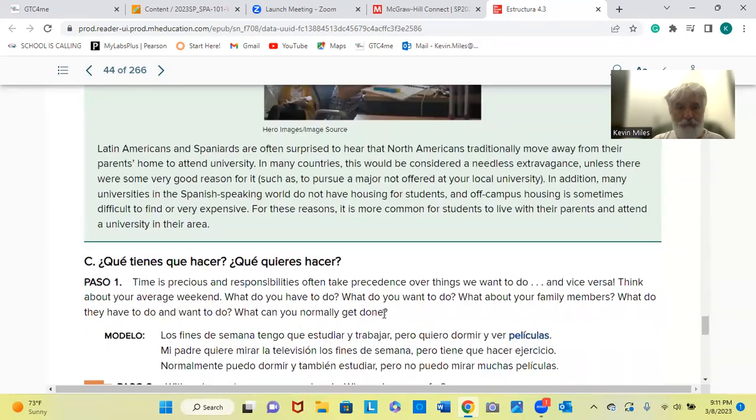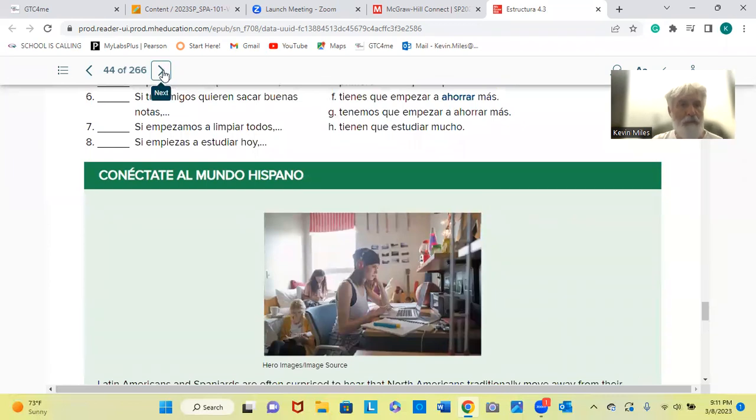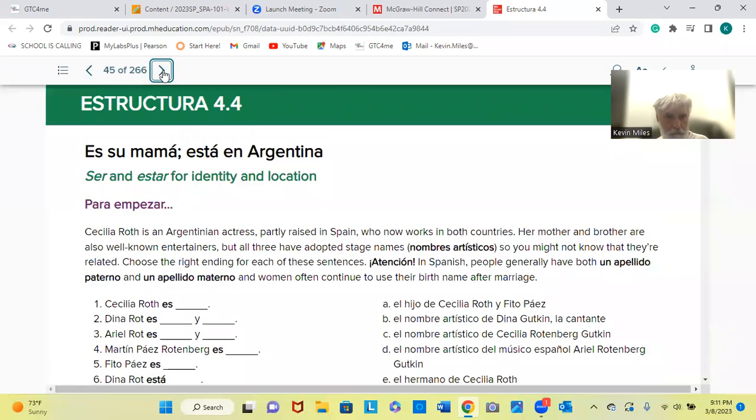And then what I did want to point out, you will be tested on the difference between ser and estar, and it's a lot more complicated than what they give you here, but they give you some very basic rules here.